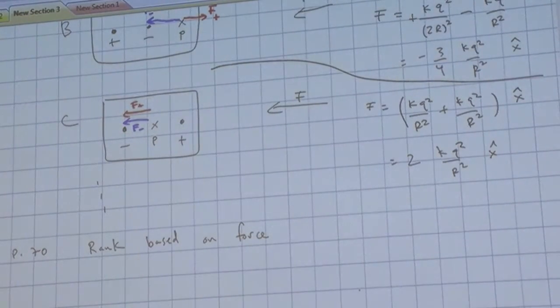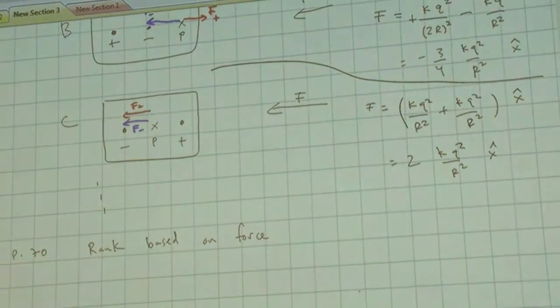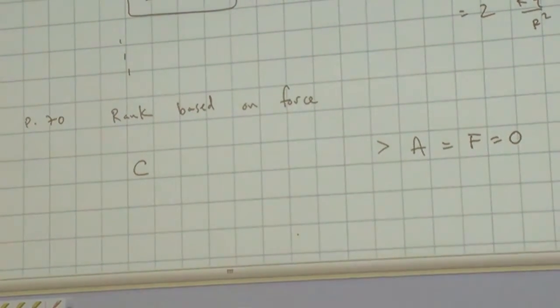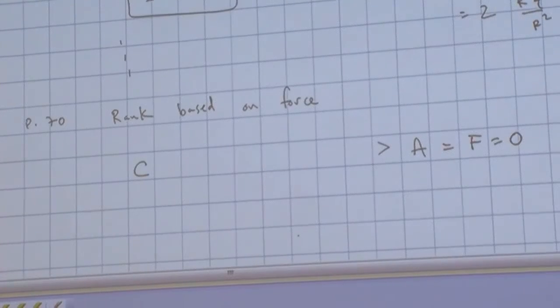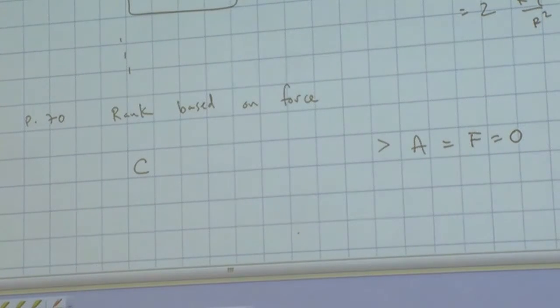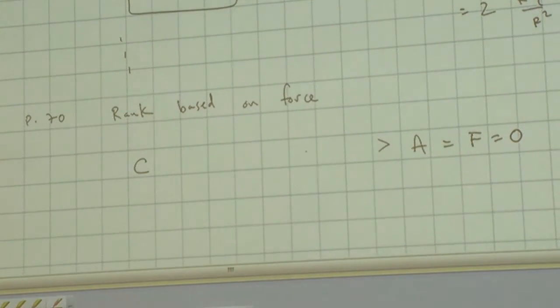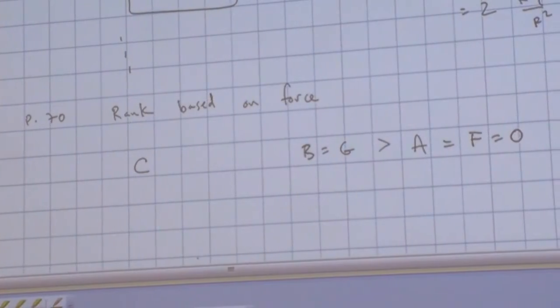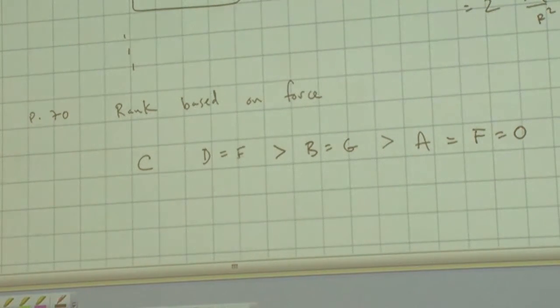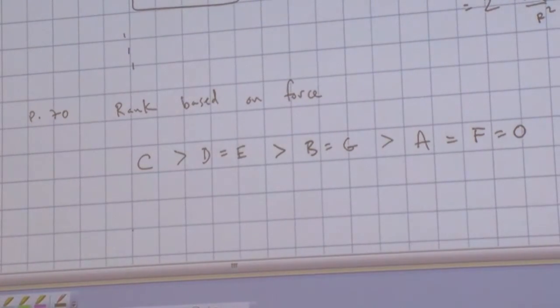Okay, so how do these rank then? And then we have, what do we have? B and G. Is that right? And then D and E. And then C, is that right?